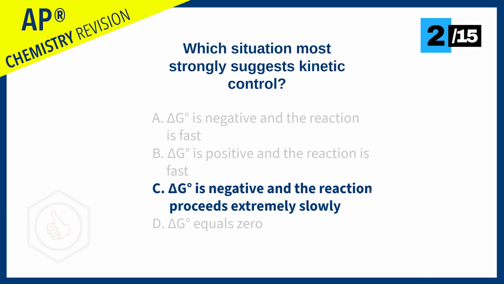This is because a reaction that's under kinetic control is thermodynamically favorable, so it has a negative delta G value. However, the rate of reaction is so slow that the reaction doesn't noticeably proceed, hence kinetic control.